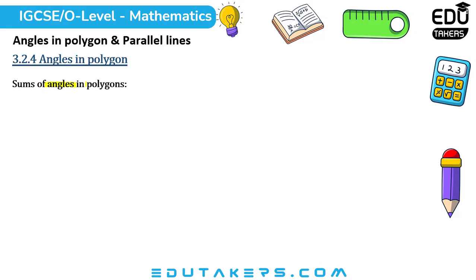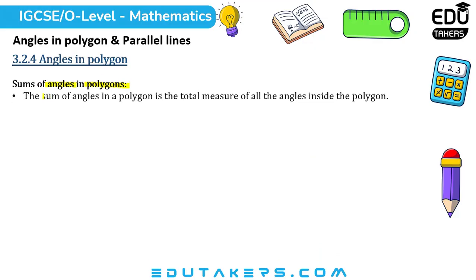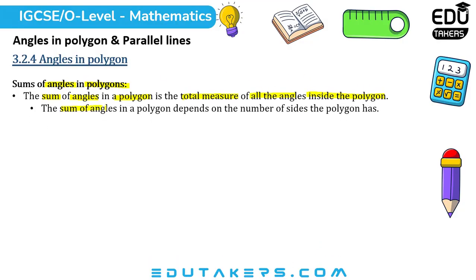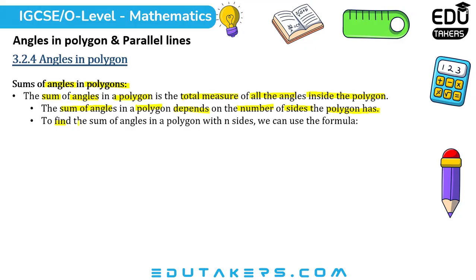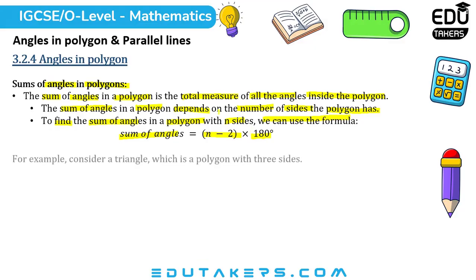Sums of angles in polygons. The sum of angles in a polygon is the total measure of all the angles inside the polygon. The sum of angles in a polygon depends on the number of sides the polygon has. To find the sum of angles in a polygon with n sides, we can use the formula: sum of angles equals (n minus 2) multiplied by 180 degrees.